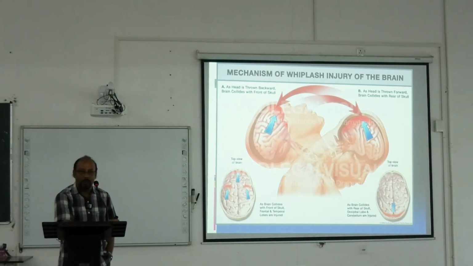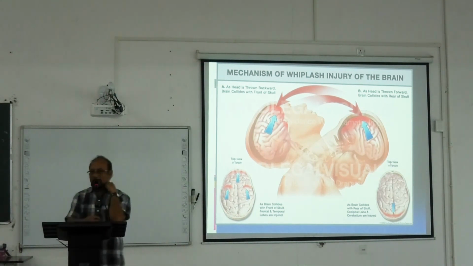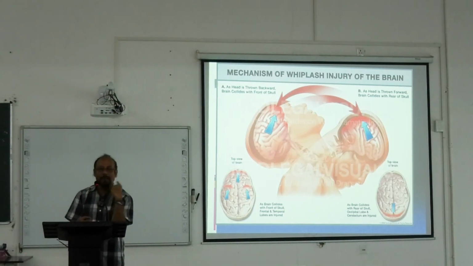Which part of the body is whiplash injury very common in? It is the cervical region. It is the cervical injury where whiplash injury is very common. Why does whiplash injury depend on the cervical spine?